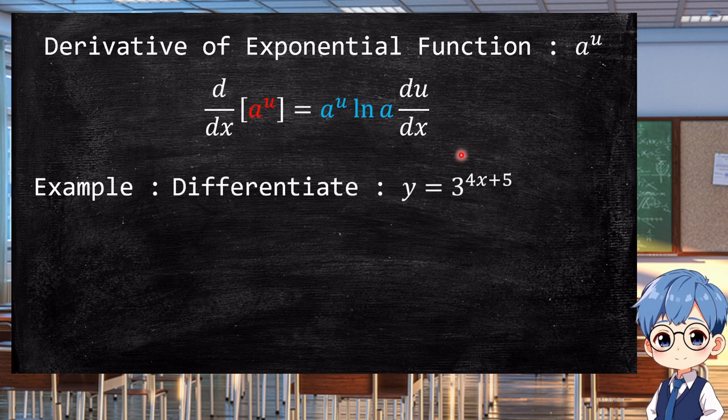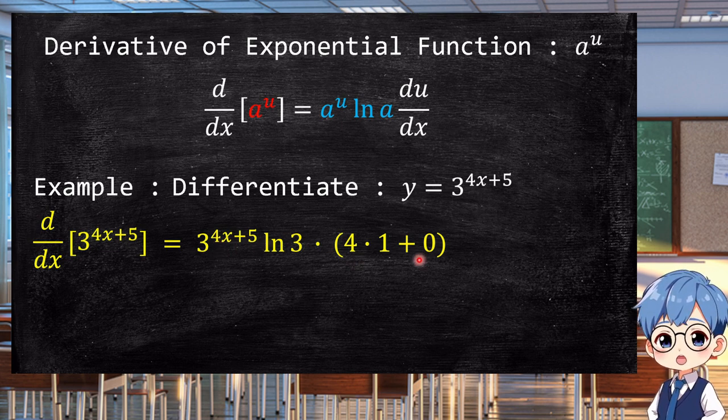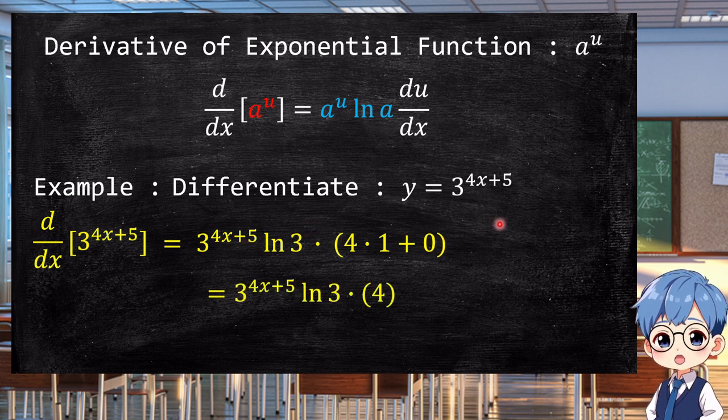Let's have an example. Differentiate y equals 3 to the power of 4x plus 5. So we write the given, 3 to the power of 4x plus 5, but again, there is the natural log of the base. Our base here is 3, so we have the natural log of 3, times, of course, the derivative of the exponent, 4x plus 5. The derivative of 4x is 4 times 1, plus the derivative of 5, which is 0. So if we simplify this further, 4 times 1 plus 0 is just 4, and then rearrange.